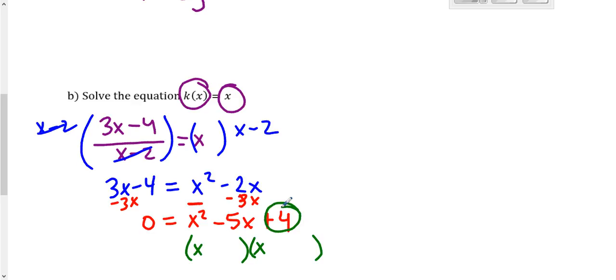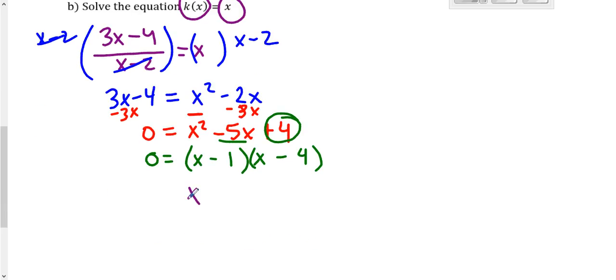Multiply to 4, add or subtract to 5. So it's not 2 and 2, it's going to be 1 and 4. Positive 4, negative 5, so both these need to be negative. So when we solve, we set each of those factors equal to 0, and our two answers are positive 1 and positive 4. So we've solved that equation.